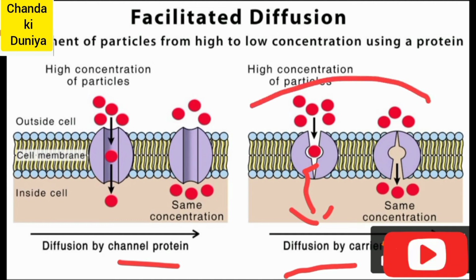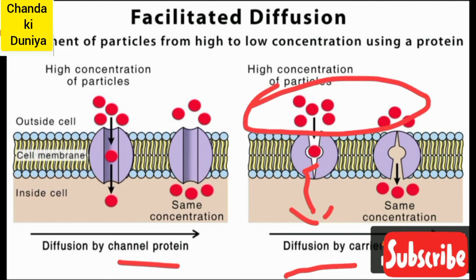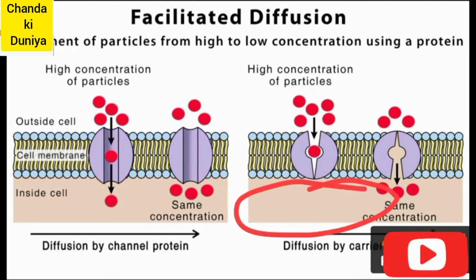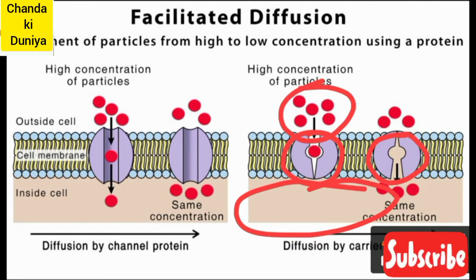So this is the outer area and it has a higher concentration of the molecules, and this is the inner area. It doesn't have that much amount of the molecules. So the purple ones, the carrier proteins, will make a bond with these molecules. They will take them from the higher concentration towards the lower concentration. This is called facilitated diffusion.